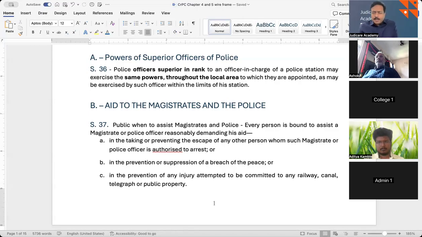Now, in total, it mandates that every person is bound to assist a magistrate or a police officer when reasonably demanded. So it has to be a reasonable demand. A police officer cannot come back and force you to do something which is not in your hands.